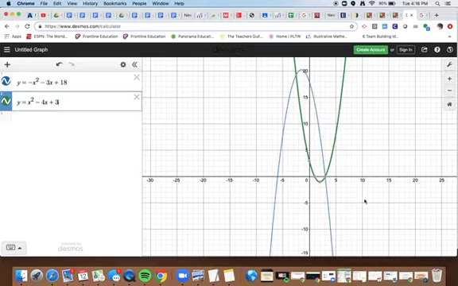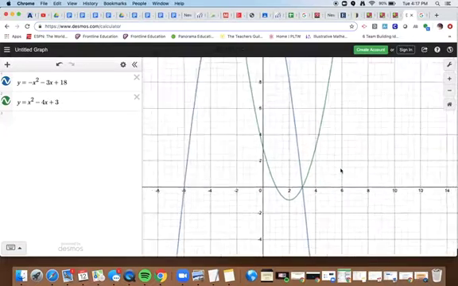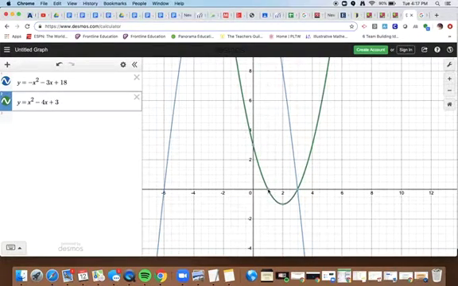Your vertex is right down here. Your axis of symmetry is x equals 2, which makes sense because you have negative 4 over negative 2a, which is negative 2 times 1, which is negative 2. So negative 4 over negative 2 is x equals 2. And then these points right here, and I'll zoom in on them a little bit, are your roots, because that's where it crosses the x-axis. You've got the point 1 and then the point 3.